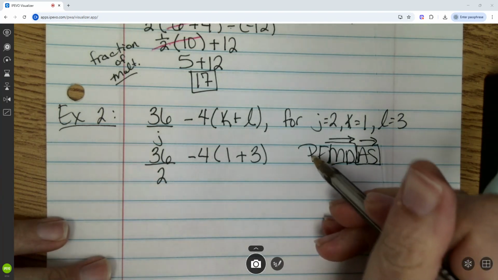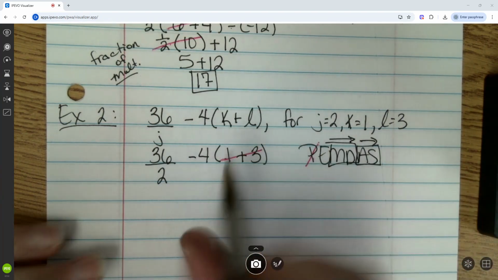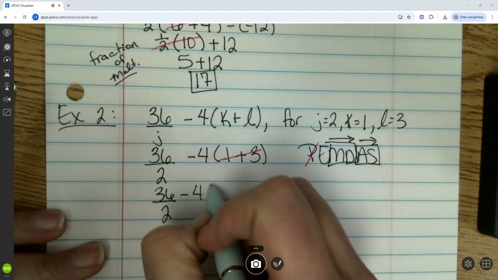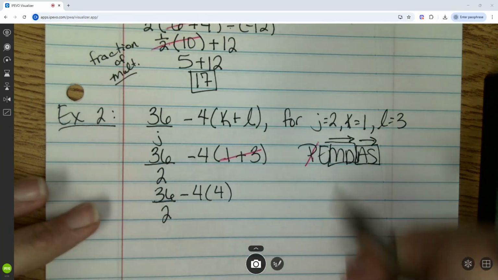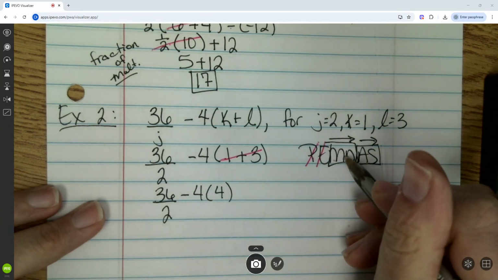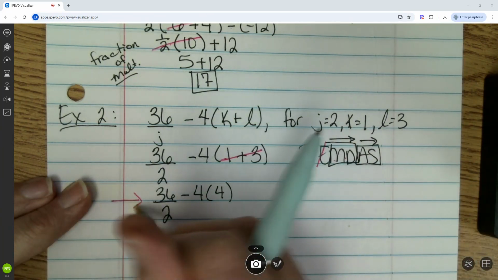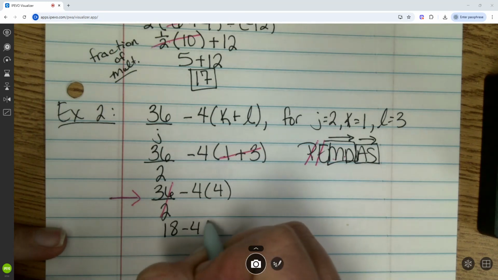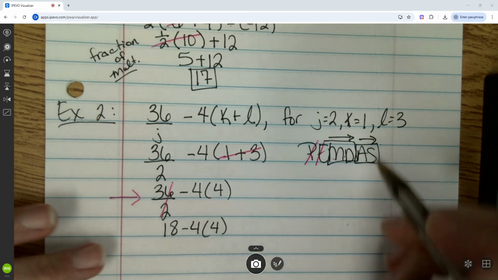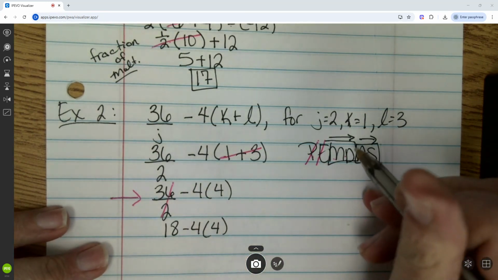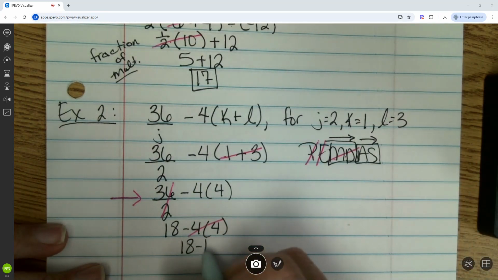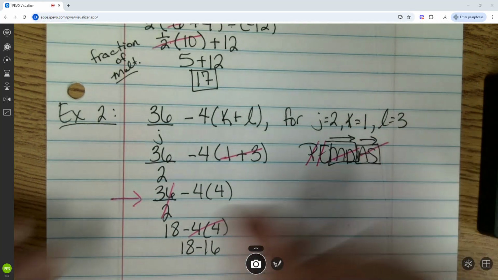Okay, so I can do my parentheses first. I have no exponents. Multiply or divide left to right. Well, left to right, division comes first. And then I have multiplying. So now I've completed all of that. And my last step, add or subtract.